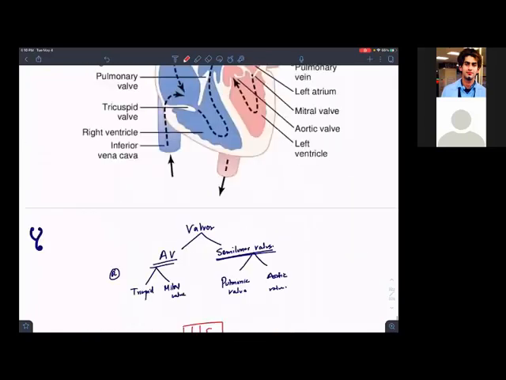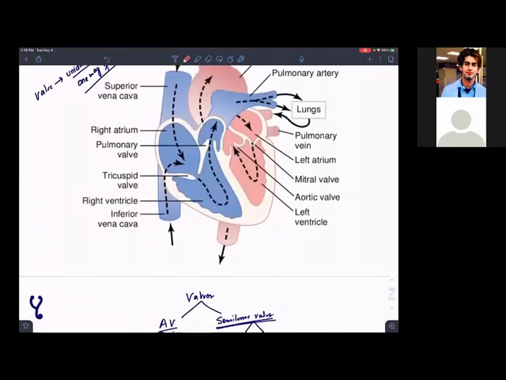Once you have started to push the blood, what will happen? Once you have started to contract, you have contracted from both sides. Let me go slowly. What will happen? Definitely, they should close. The blood column should close them. They should get closed.